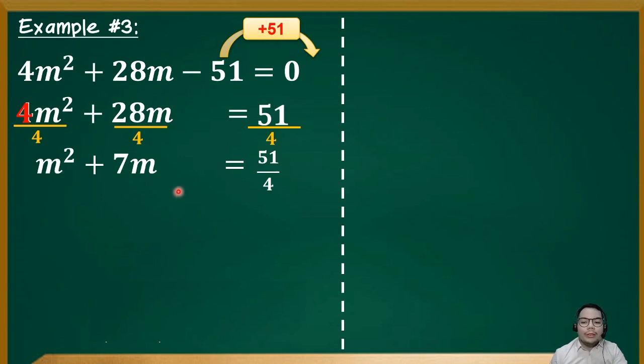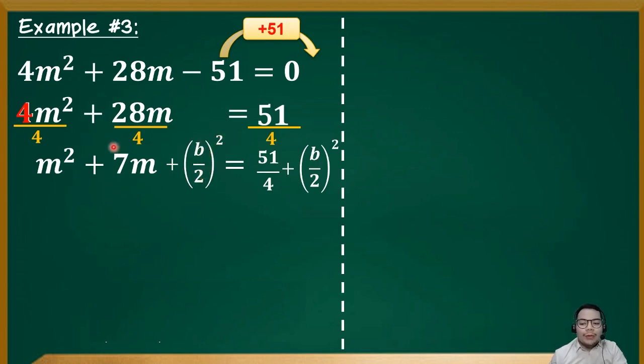So we proceed to the third step, wherein we make the left side of the equation into a perfect square trinomial. What will we use again? The same step or the same formula. So we add to both sides of the equation the given formula, b over 2 quantity squared.